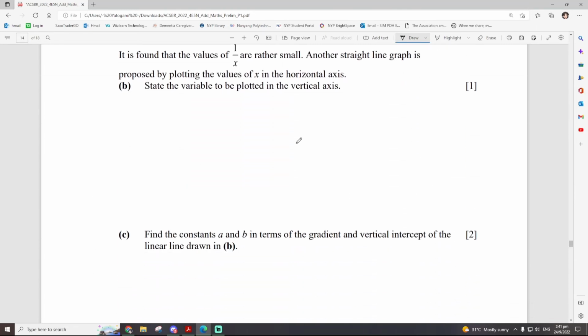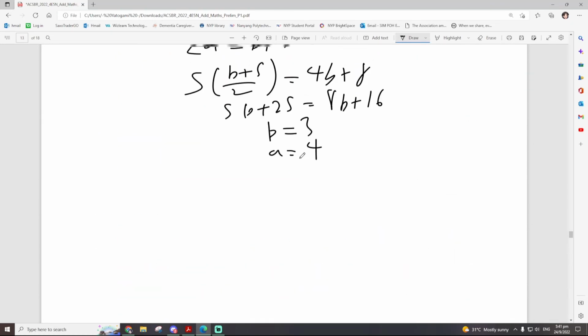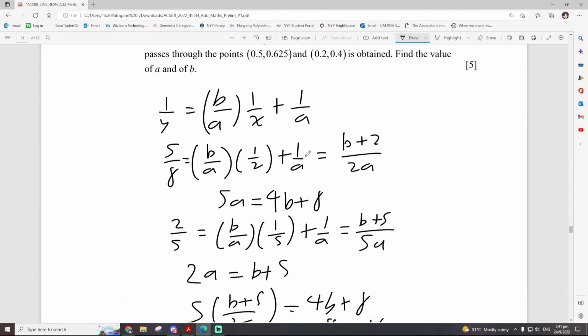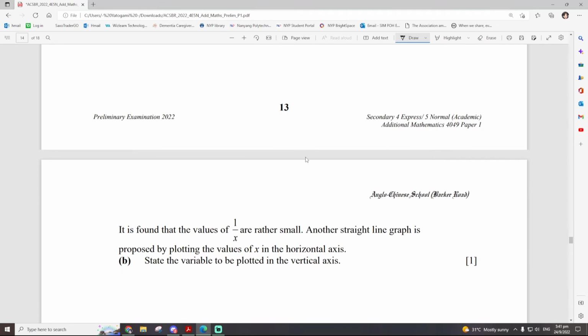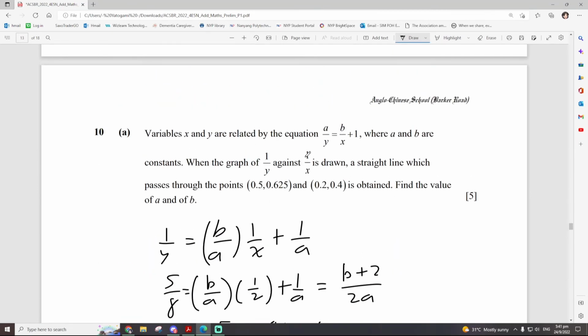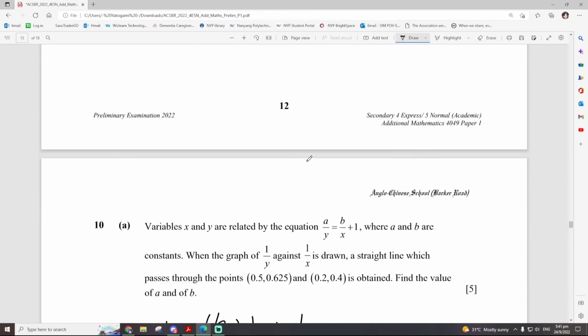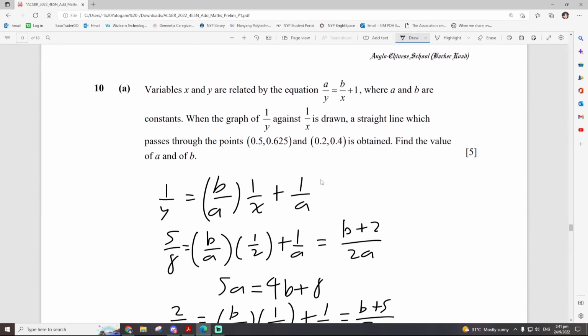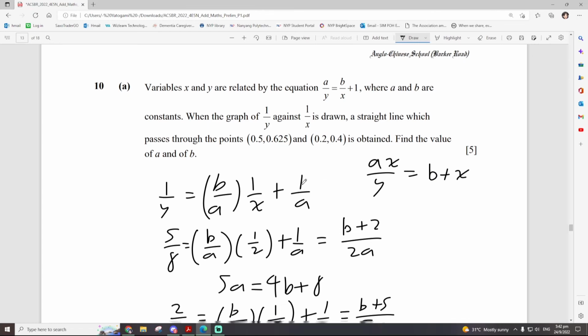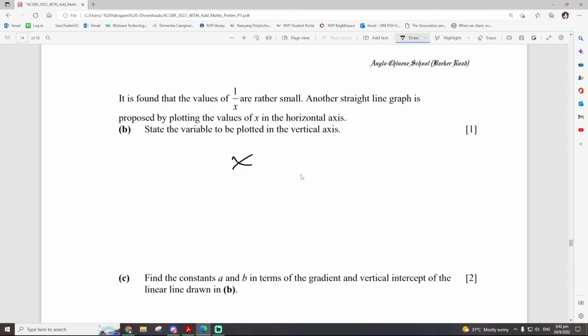It's found that the values of 1 over x are rather small. Another straight line graph is proposed by plotting the values of x on the horizontal axis. State the variable to be plotted on the vertical axis. So we refer to this if we plot x. Let's try to rewrite the form of this equation. If we multiply throughout by x, we'll get ax over y equals b plus x. So the variable to be plotted would be x over y. Okay.